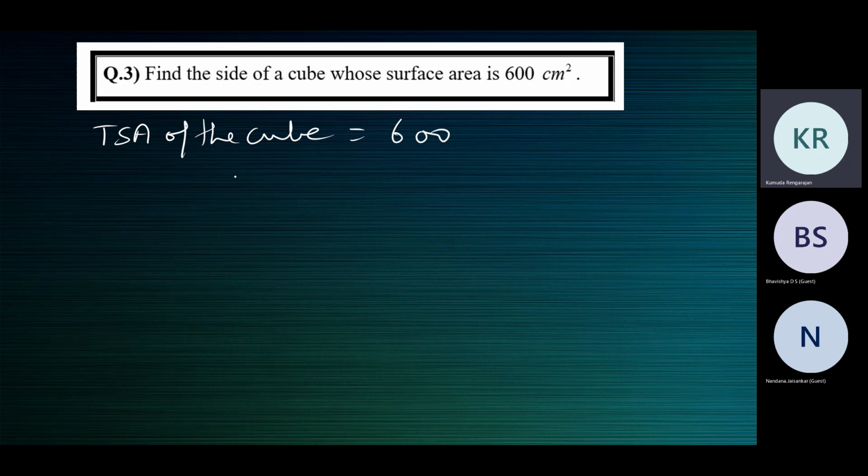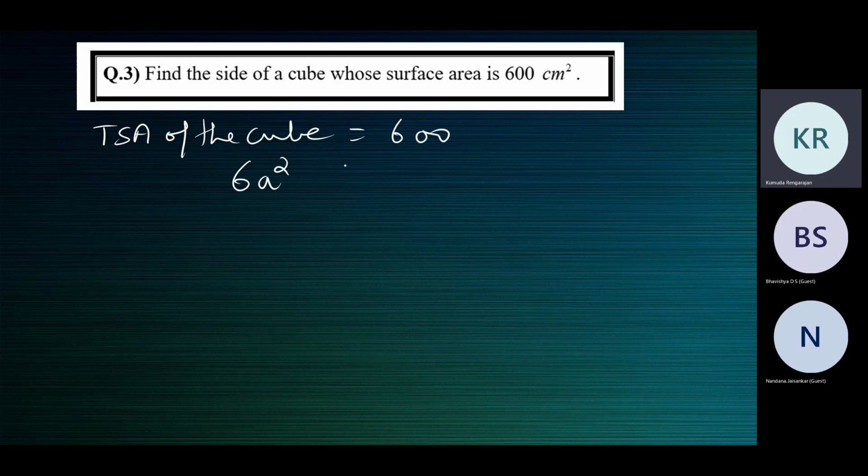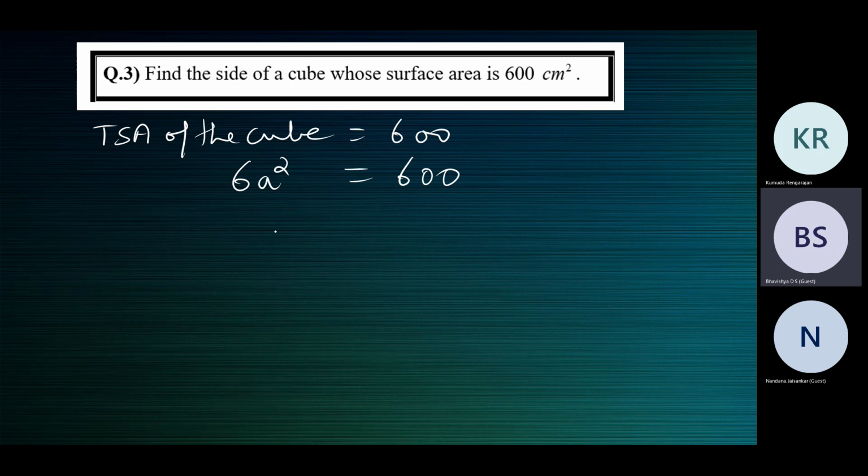What is the formula to find the TSA of a cube? 6a square. 6a square is equal to 600. How do we solve this? We should bring this 6 to the right side. a square is equal to 600 by 6.